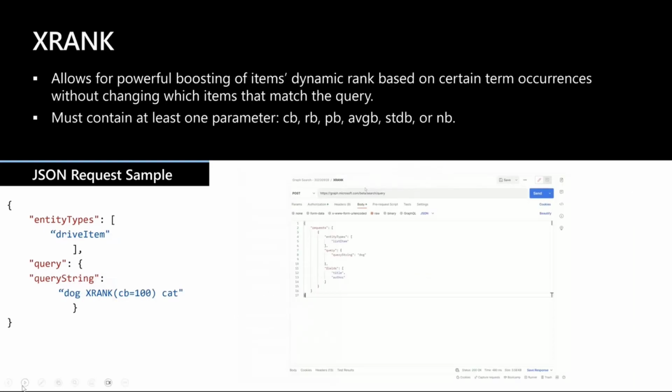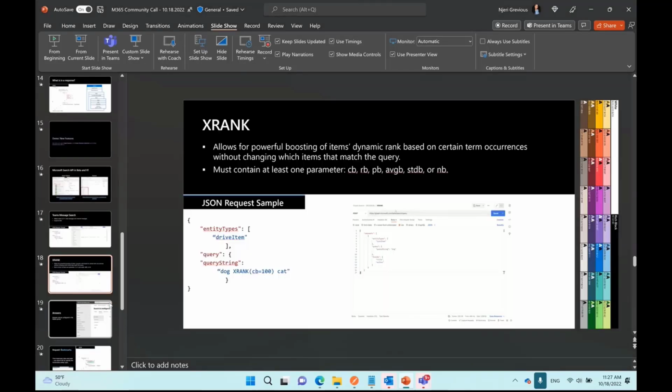And then there's another feature, XRANK, which allows for powerful boosting of the dynamic rank of items without changing the terms in that query. And there's a bunch of different information about this that you can look up, and we'll walk through an example of this live. So let me transition out of the deck into Graph Explorer so we can dive into these examples together.